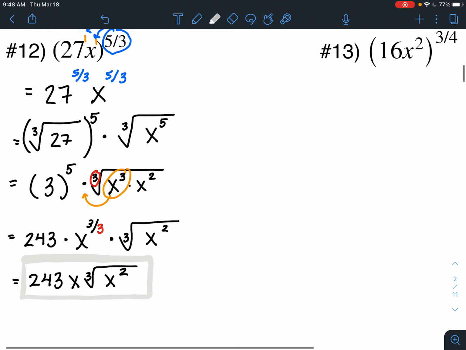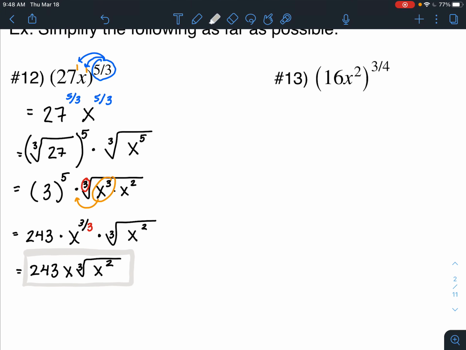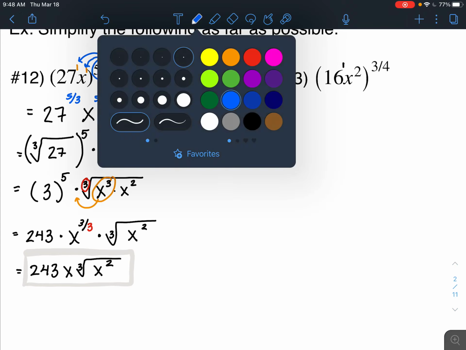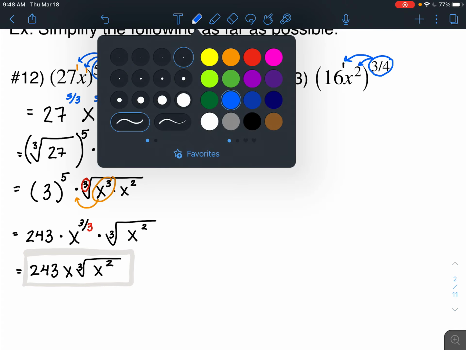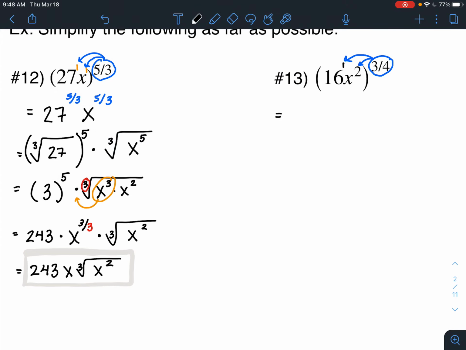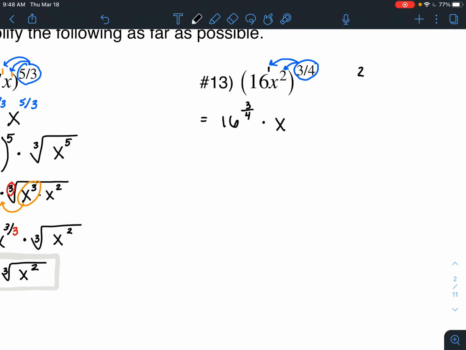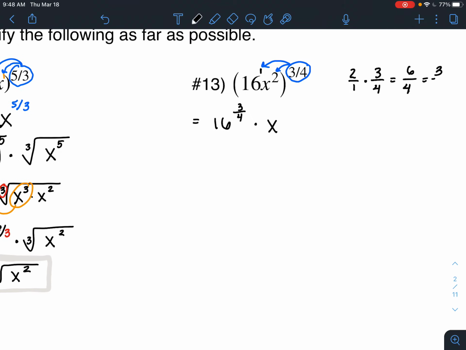So let's try that same method again in number 13. We're going to apply the exponent that's on the outside to both parts of our inside. So that's going to give us 16 to the 3/4 power times x. Now let's go off to the side. We're going to do 2 over 1 times 3 over 4 for that exponent. So that's going to give me 6 over 4, which is going to reduce down to 3 over 2. So I'm going to get 3 over 2 here.